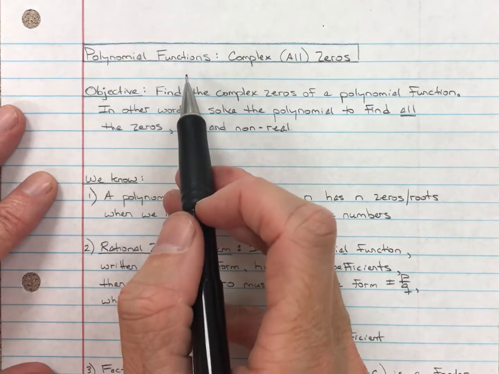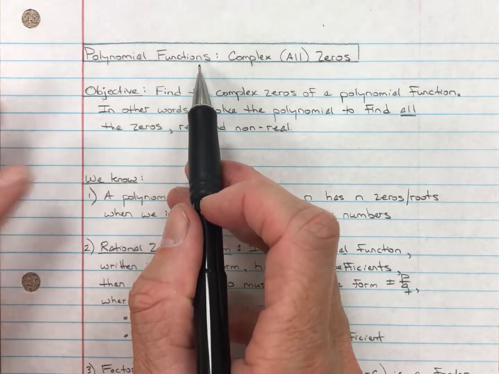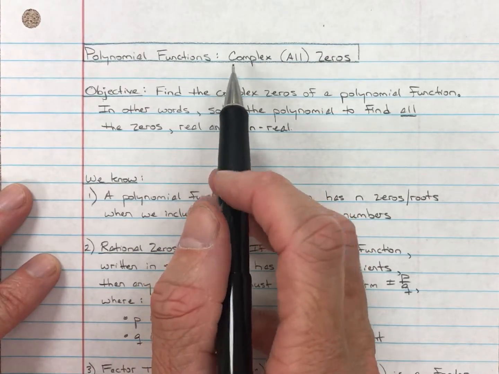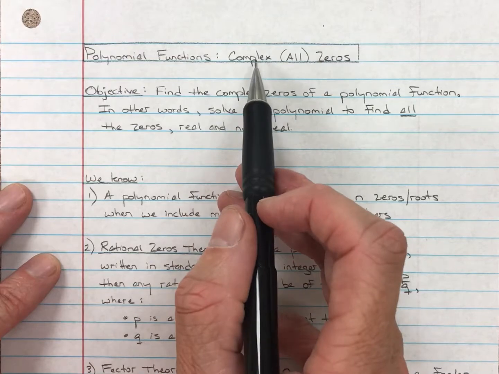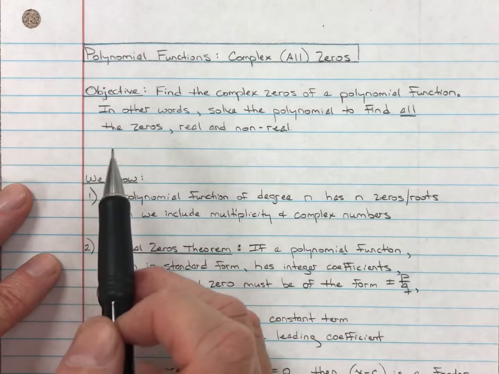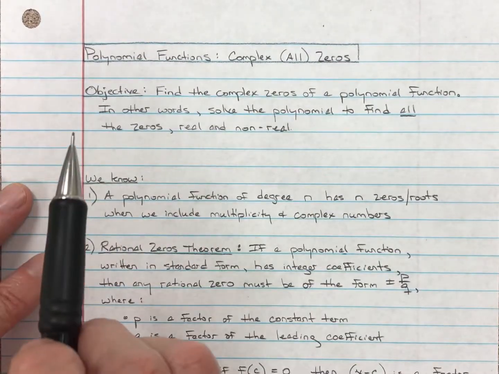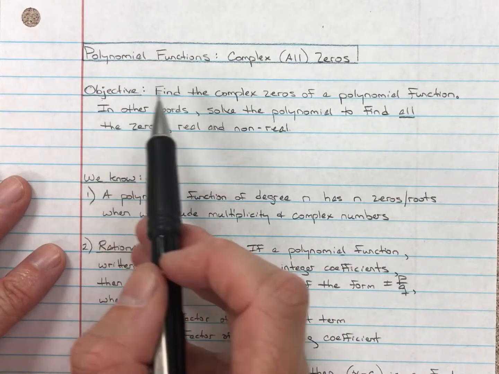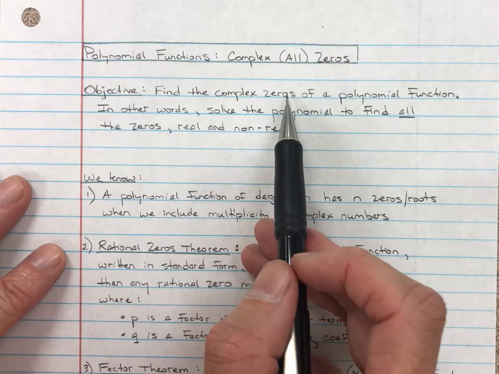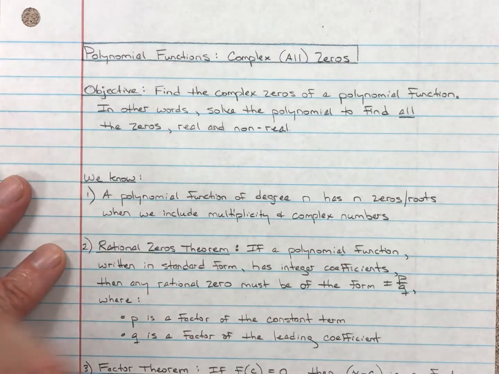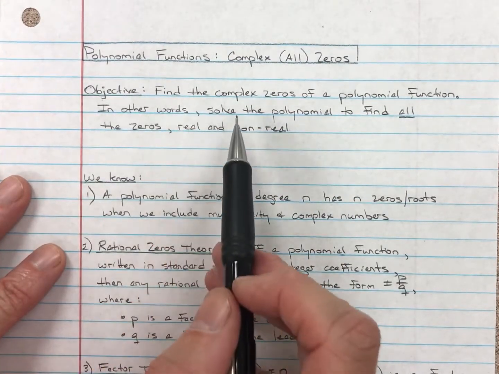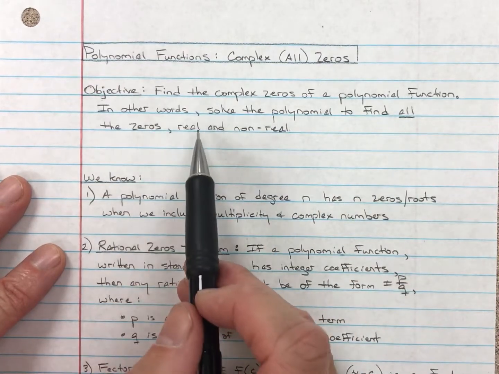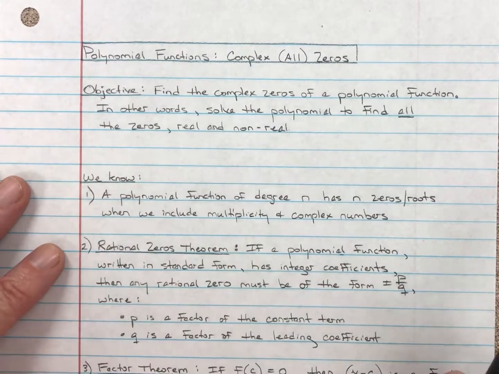Okay, this is the last video lecture on polynomial functions. You made it. We're going to put it all together. We want to find all the zeros, including the complex ones or the imaginary ones as necessary. So our objective: find the complex zeros of a polynomial function. In other words, solve the polynomial to find all the zeros, real and non-real.